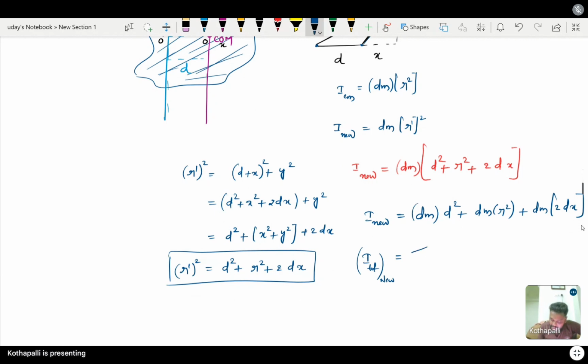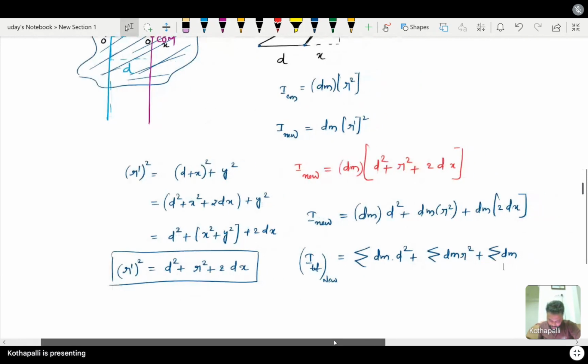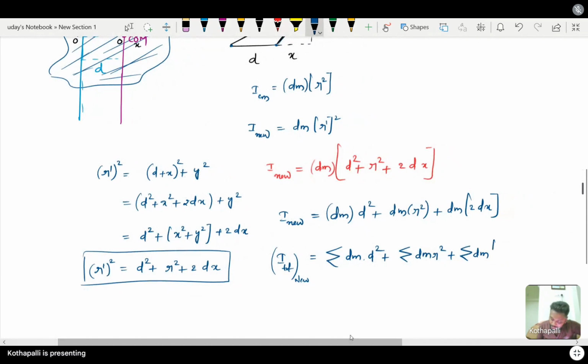Like total moment of inertia, not only for the point mass, the total moment of inertia about the new axis will be sigma of dm into d square plus sigma of dm into r square plus sigma of dm into 2 into d into x. From where to where? From i equals 1 to n, let's say n number of masses are there. Like here i, here i, here i equals 1 to n.